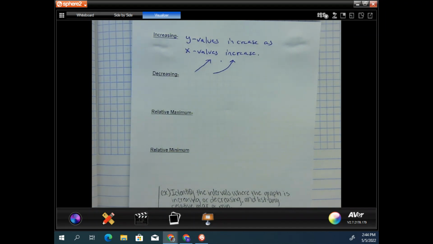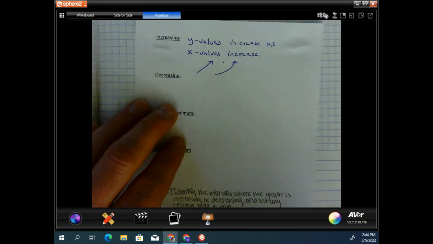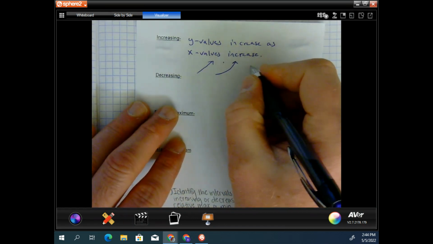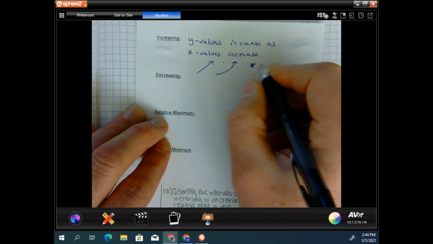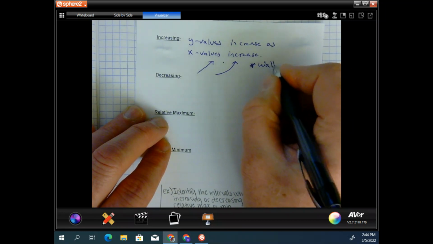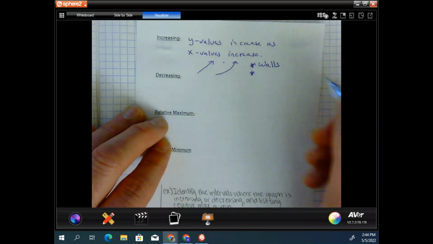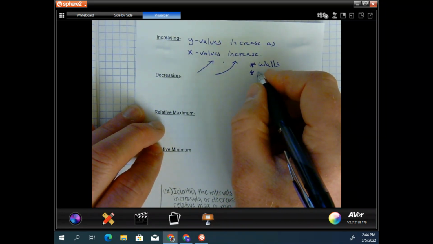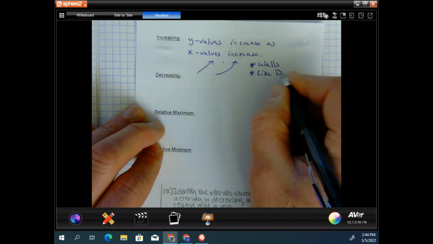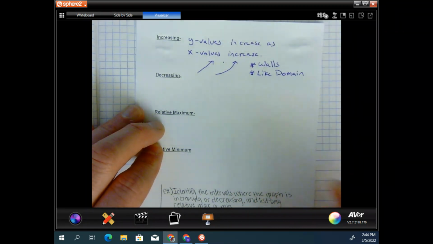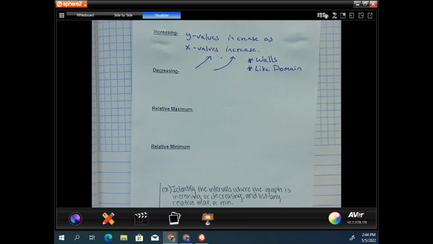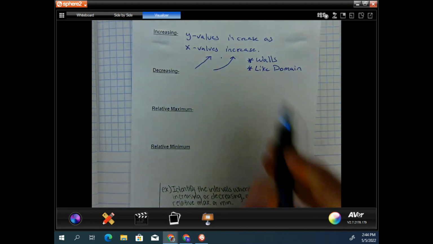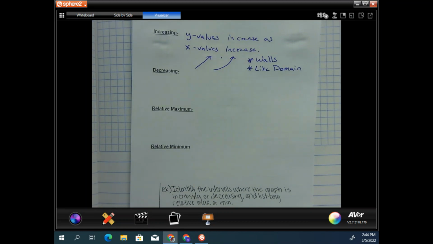Now, when you're writing this, you actually kind of write these like they are the domain, the parts of the graph. So you're going to look at the walls, so make a note. And you're also thinking of it like the domain. That's how you write the increasing parts of the graph. So the y values increase as the x values increase. You're looking at the walls. It's just like the domain.